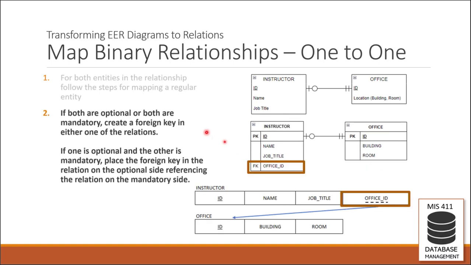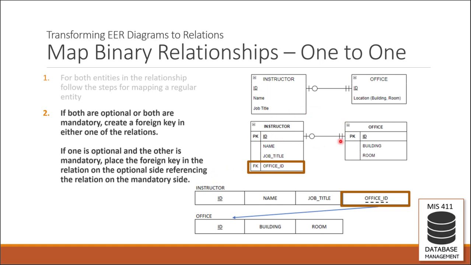In Step 2, if both are optional, or both are mandatory, that is to say, if both are optional 1, like 0, 1 and 0, 1, or both are mandatory 1, like 1, 1 and 1, 1, then it doesn't really matter which one you place the foreign key in, as long as it references the other. However, if one is optional and the other is mandatory, you place the foreign key in the relation on the optional side, referencing the relation on the mandatory side.